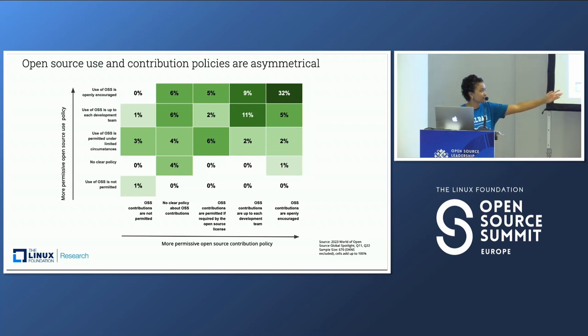Here on the horizontal axis, it's all about contribution. And the more we go to the right, the more the policy is open and permissive. So on the right, it's OSS contributions are openly encouraged, whereas on the left, OSS contributions are not at all permitted. And then on the vertical axis, it's the same thing, but for usage policy. And if it was fully symmetrical, we would see most of the percentages on the diagonal, and we would hope to see as many organizations in the top right corner, organizations openly encouraging use as well as contributions. But as you can see, it kind of shifts to the left a little bit, so more organizations are more permissive in their use policies compared to their contribution policies.